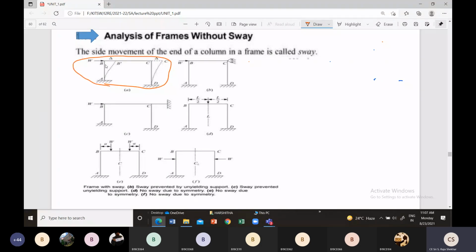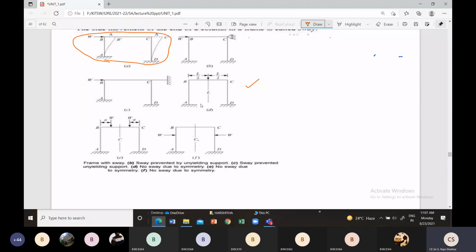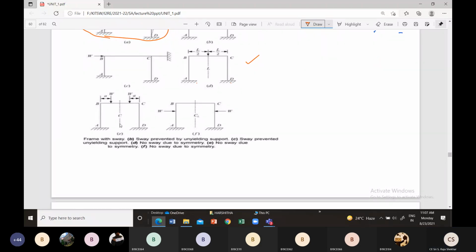Sway can be arrested by providing a support at C. Symmetrical loading is also non-sway, the supports are at the same level, the loading is symmetrical, and the material property is also the same. It's not mentioned anything, which means the material property for all the members is the same. Here for figure E, the supports are at the same level, the loading is symmetrical, and the material property is the same, so it is a non-sway frame. This is also a non-sway frame. Supports are at the same level, material property is the same, and the loading is symmetrical about the y axis, so it is a non-sway frame.